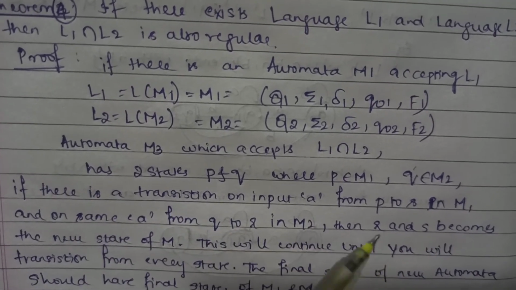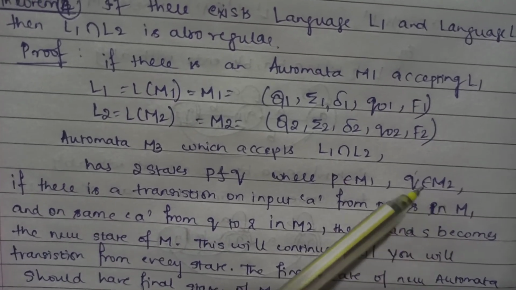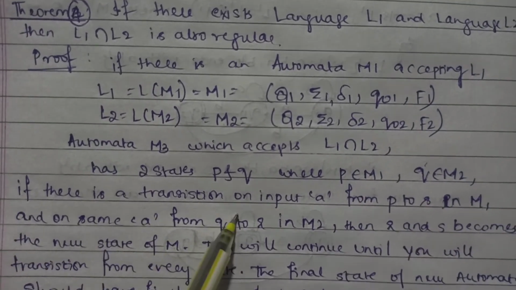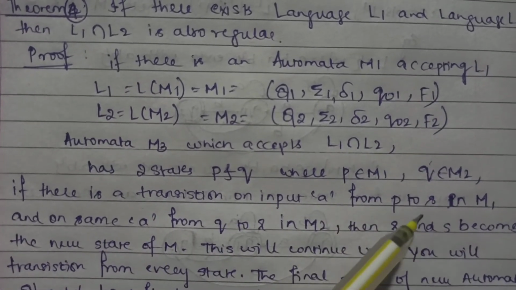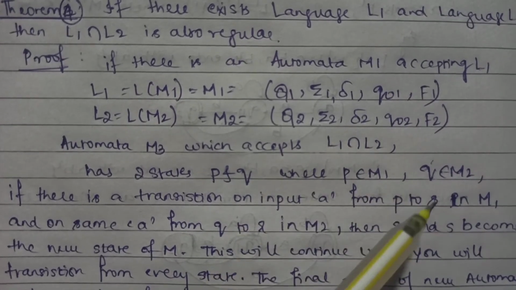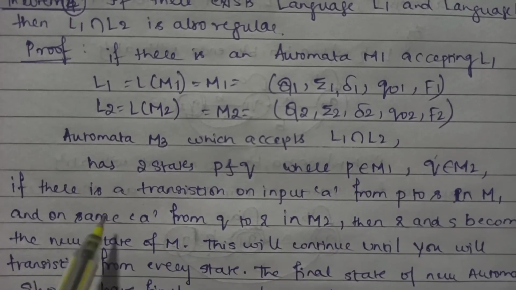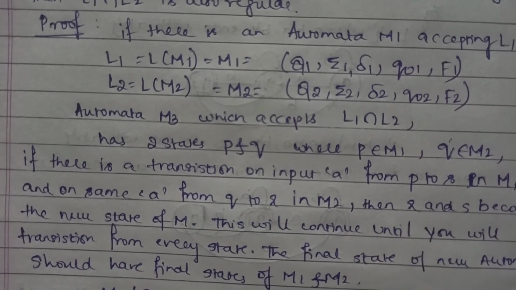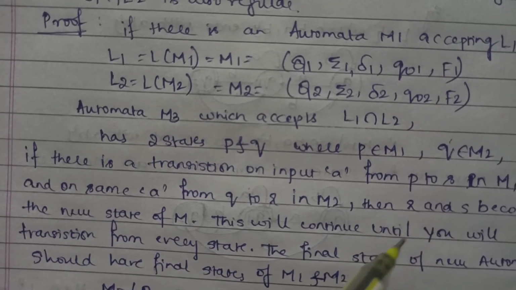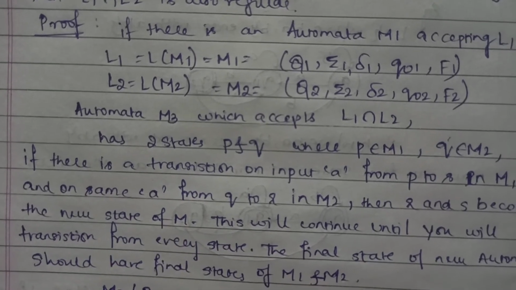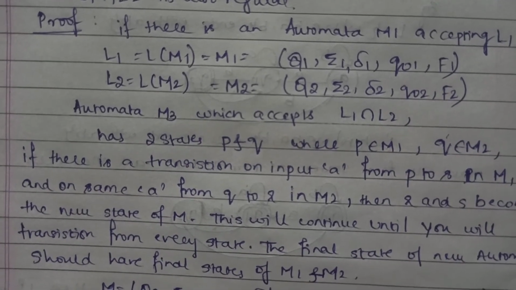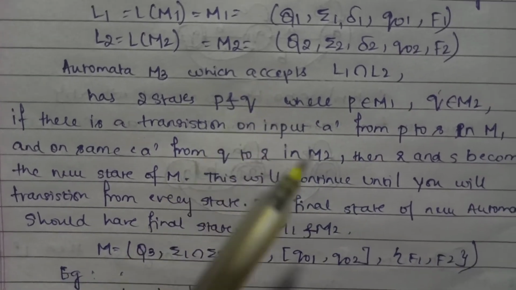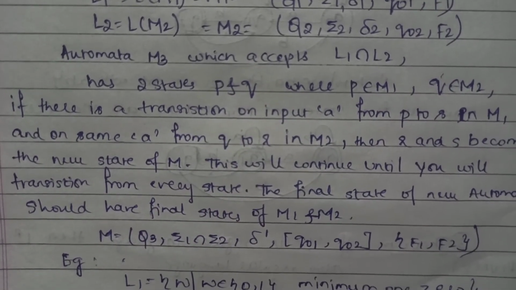Suppose you take a state P that belongs to M1, and a state Q that belongs to M2. Suppose there is an A transition from P in M1 to S, and the same A transition from Q in M2 to R. You can make R and S a new state, and this will keep on going until you find transitions for all the states. And the final states of M3 will be the accepting states of M1 and M2.